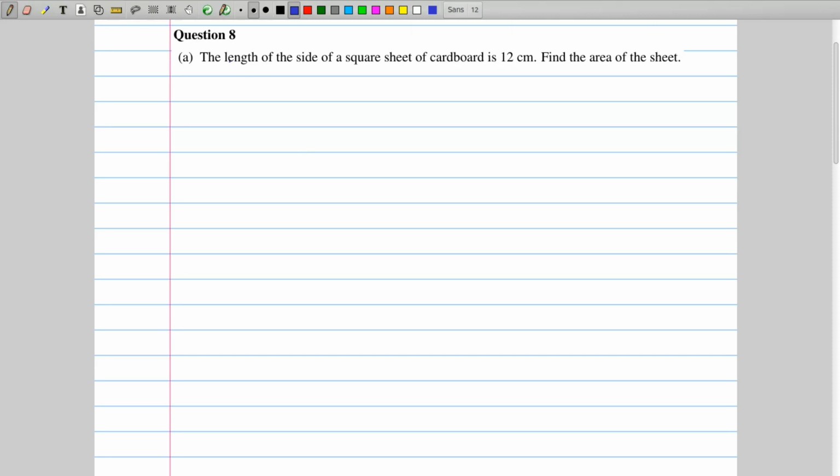The very first one though, all it asks is to find the area of a square sheet of cardboard whose length is 12 centimeters. So the area of a square is given by the length squared. So that's 12 squared, and that is 144 square centimeters. And don't forget to throw in your units at the end of these questions.